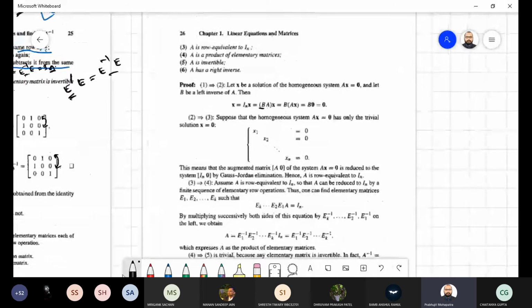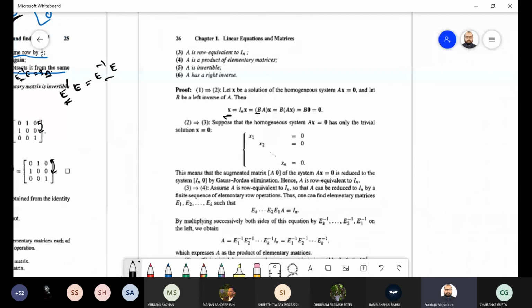To prove that, what can we write? We can write x as the identity matrix times x. Any matrix multiplied with the identity matrix gives the same matrix. Now, as A has a left inverse B, B times A is the identity matrix. So in place of the identity matrix you can write B times A, because that was the given information.